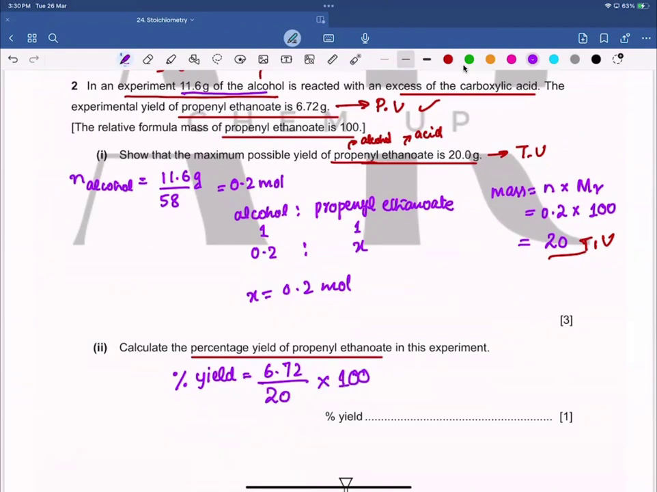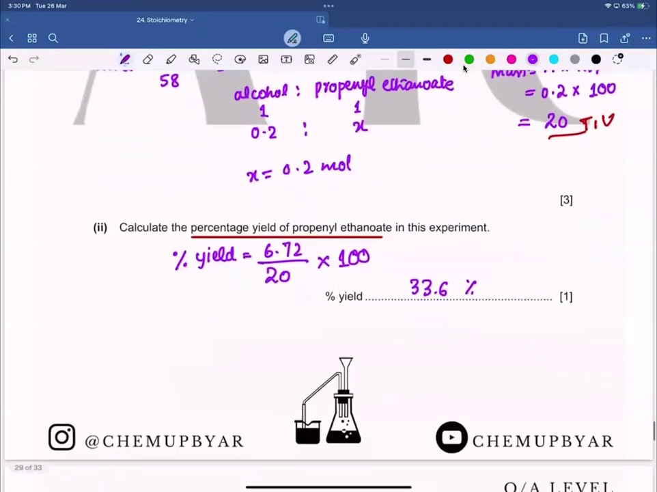It's around 35, I suppose. 6.72 divided by 20 times 100. 33.6. Yeah, is this clear? Yes, if anyone of you has any confusion, please ask.